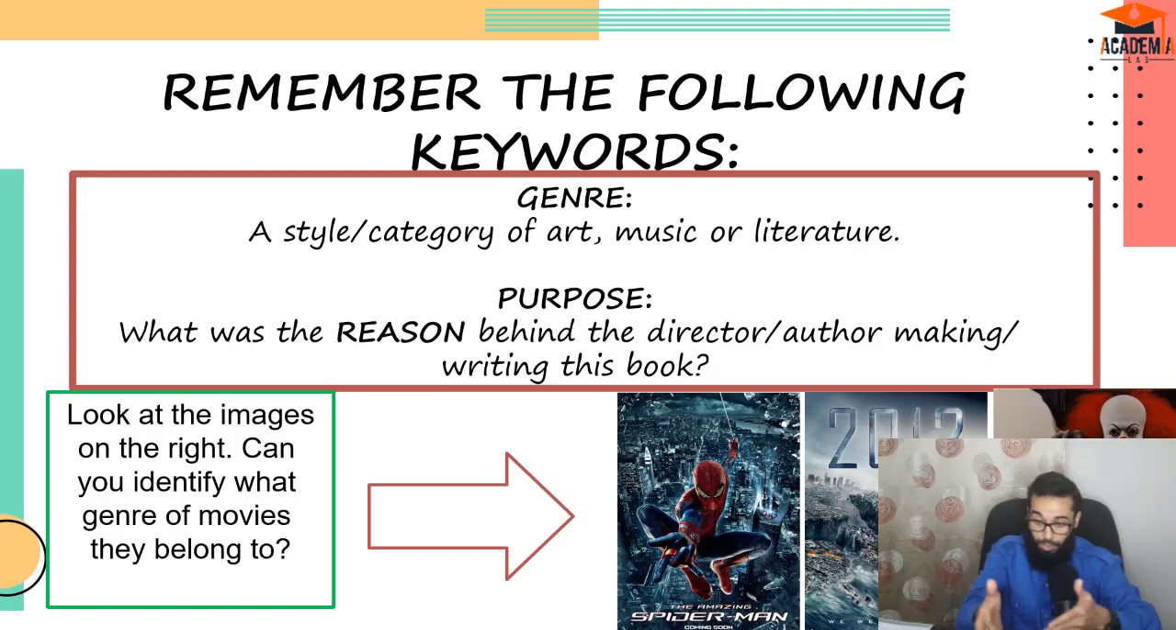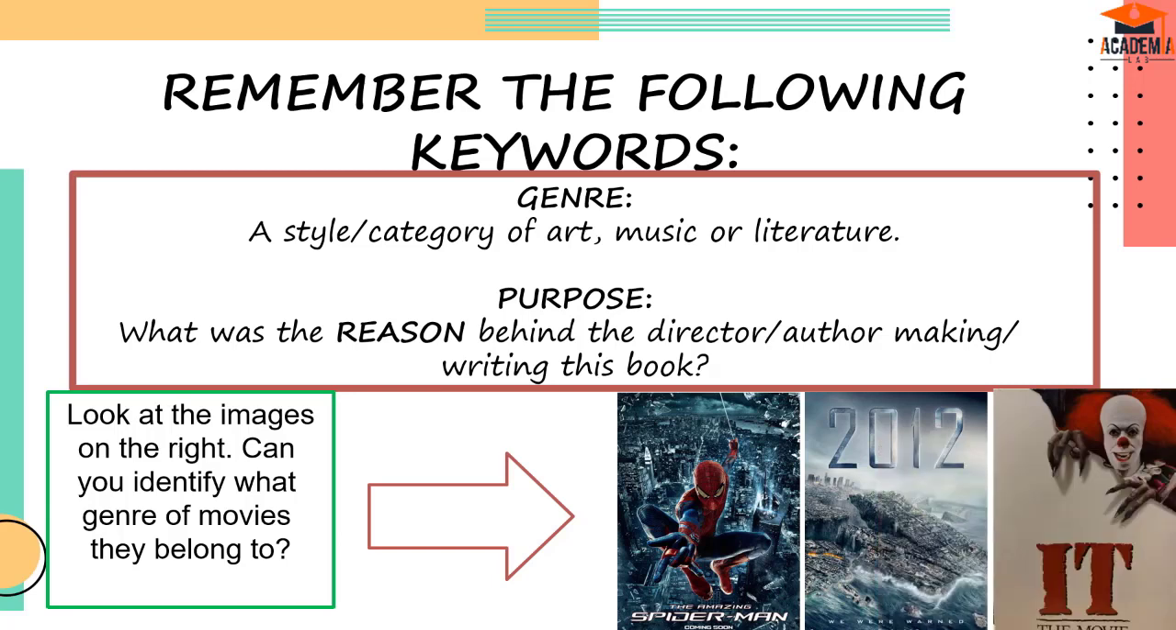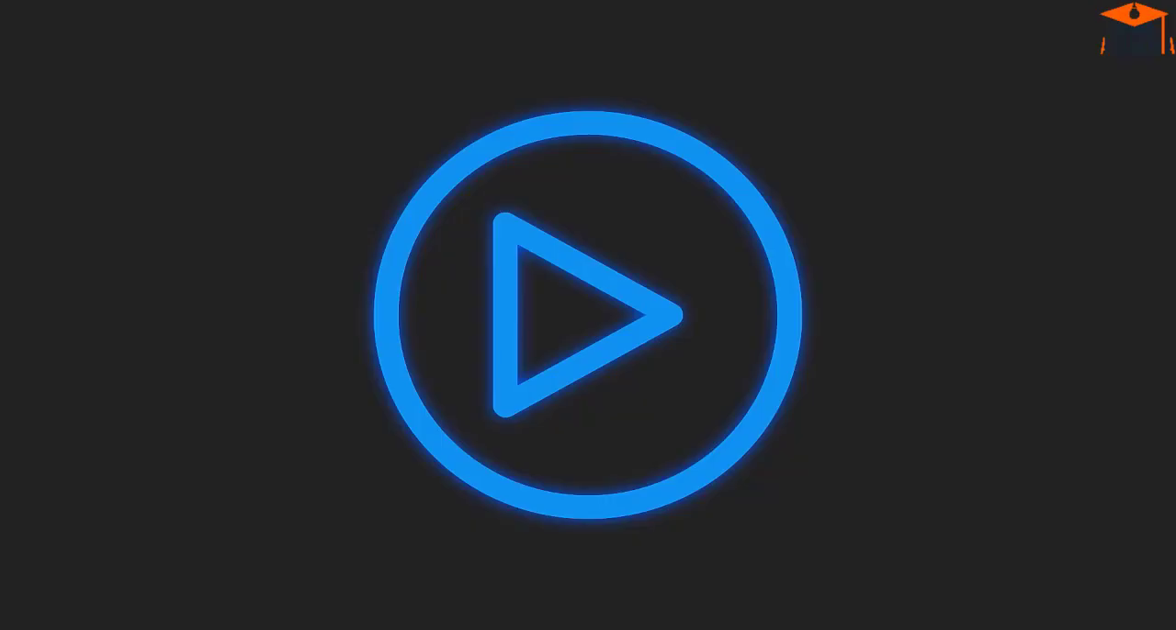Now, let's look at these images, and I will take off my webcam just for a few minutes so that you can look at these three, let me take my mobile. Yes, these three pictures, you can see them now. Look at the images on the right. Can you identify what genre of movies they belong to? Here we've got three different pictures, right? These are three different genres of movies. I want you to tell me what those genres are, and I want you to type and tell me what the purposes are as well. All right, so you've got roughly 3 minutes. Off you go.